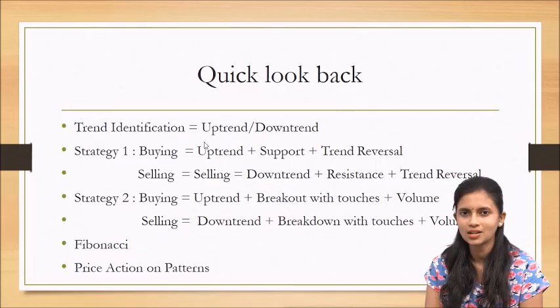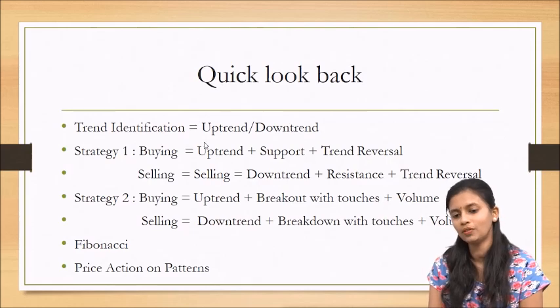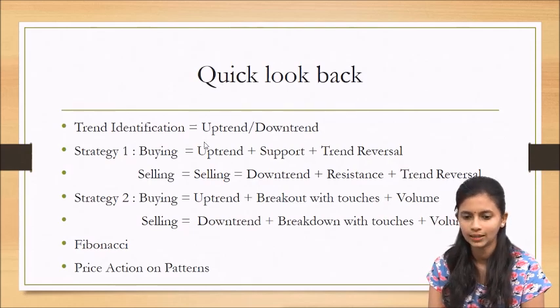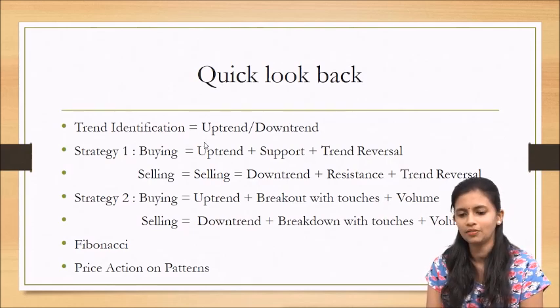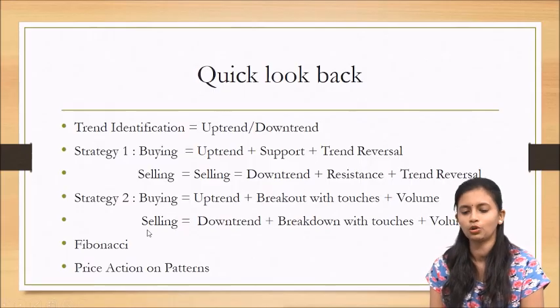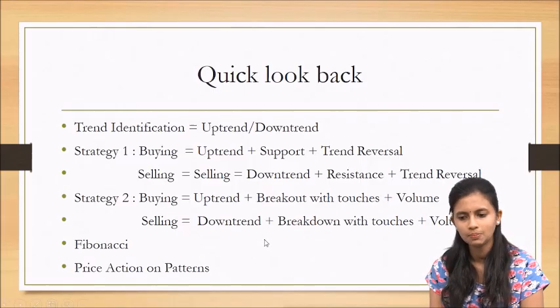Now strategy 1 is rarely found. You can apply strategy 1 when you're working with 30 minutes or more. Strategy 2 you will find every time, everywhere, which is more likely to occur. If you're going for a buying opportunity, then uptrend plus breakout with touches plus volume. If you're going for a selling opportunity, then downtrend plus breakdown with touches plus volume.